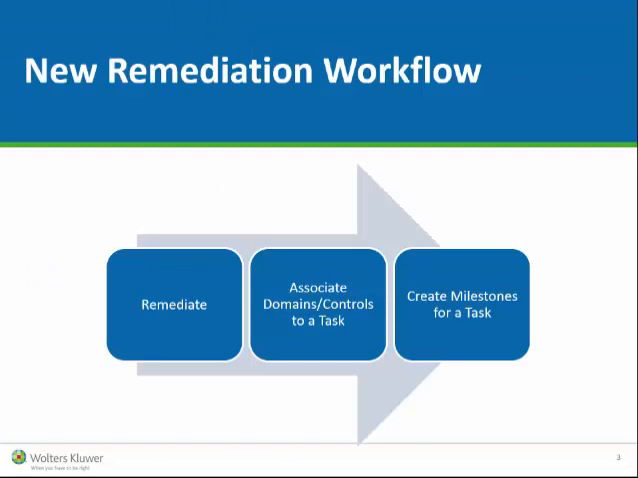The corrective action plan workflow has been altered to enable the associating of multiple controls to a corrective action plan. Tasks are the addition to this workflow. Tasks make up a corrective action plan. They're created outside of the corrective action plan and then associated with it. When you choose to remediate a control, you associate the control to a task and then create individual milestones to complete the task. Much like you do today, except now you can associate multiple controls to a task. We'll get to some examples in a minute.